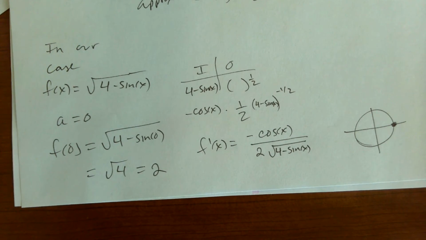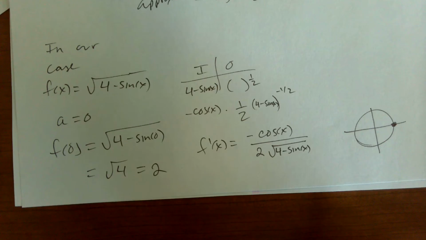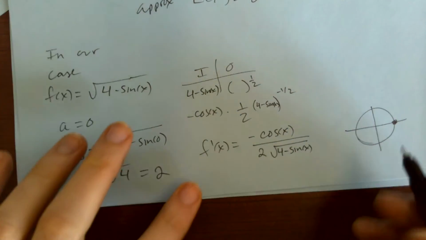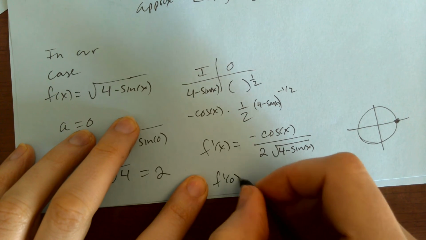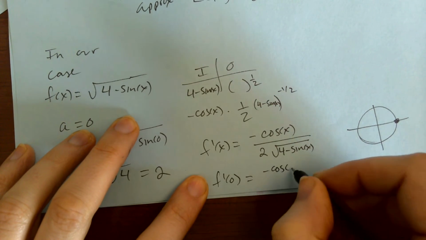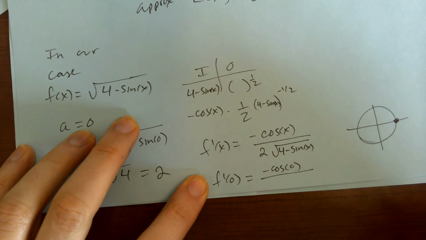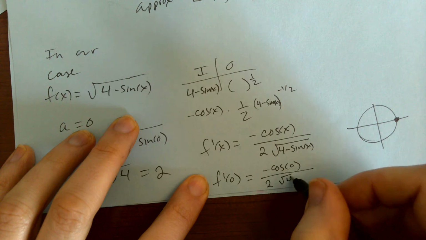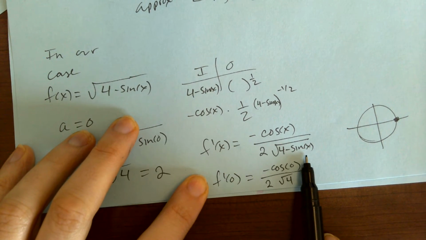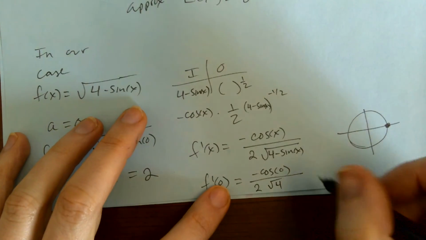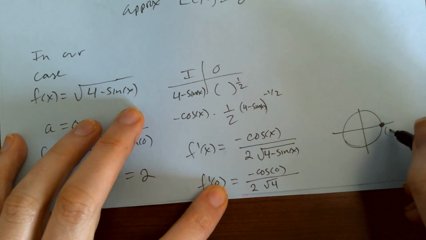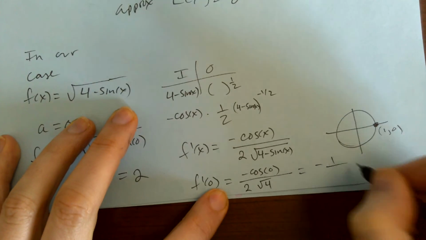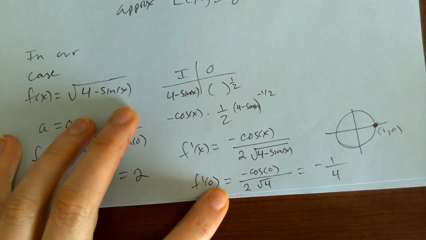If that needs to make sense, so if it doesn't, think about it. And if you can't figure it out, let me know. Now I've got to plug 0 in. So f prime of 0 is negative cosine of 0 over 2. And then that's just going to be radical 4 because I already figured out that sine of 0 is 0. Now cosine of 0, cosine is the x-coordinate, so it's 1. So this is negative 1 over 4.